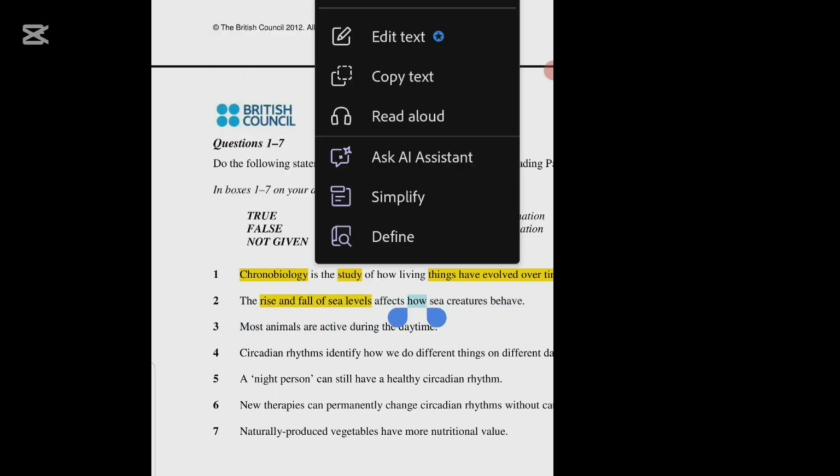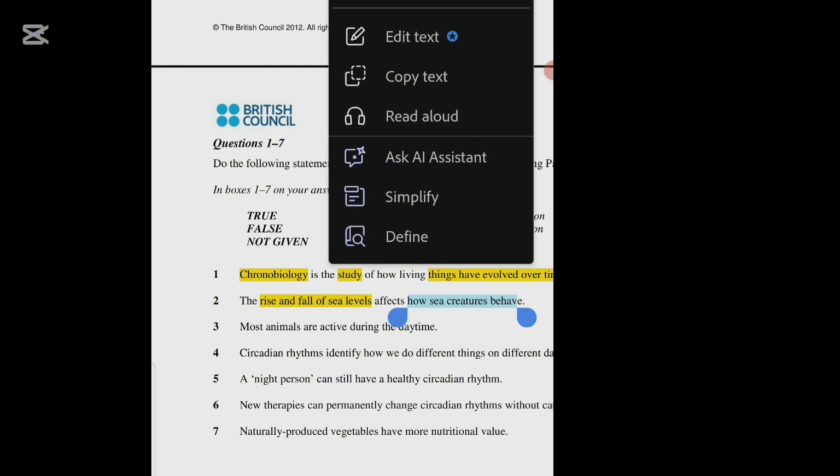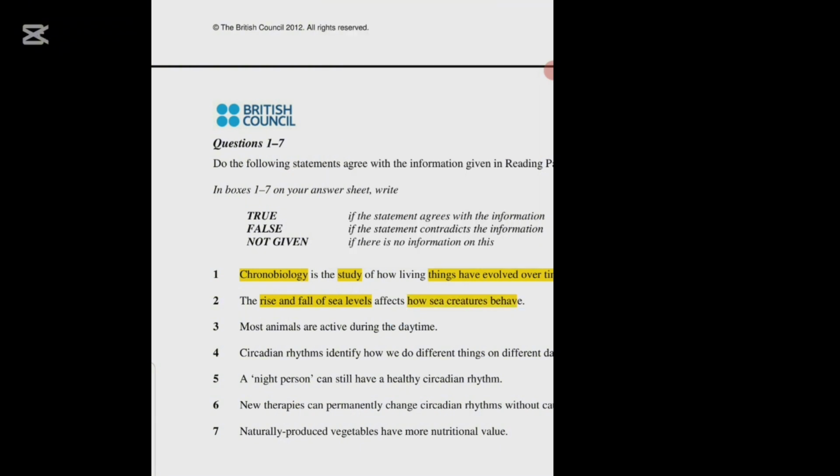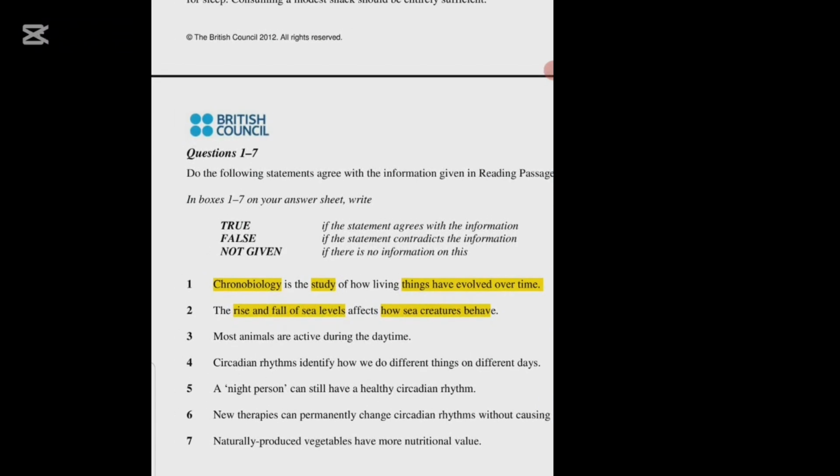Affects how living creatures behave. Remember, we're going to expect to rephrase that, right? So rise and fall, I mean, when the sea goes up and down, expect that the text may not necessarily mention rise and fall. It may mention upward and downward slope or whatever. And then how sea creatures behave, that means the behavioral mechanisms, the attitudes of the creatures in the water. So we may not have sea creatures, we may be told creatures in the water or living organisms in the water. So I'm expecting that as well.